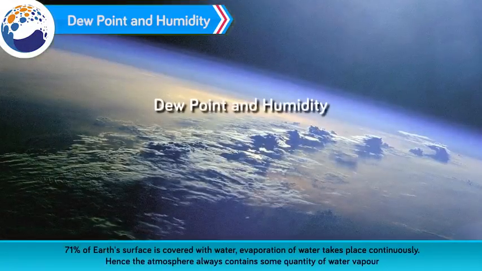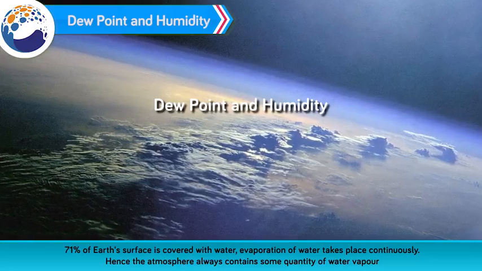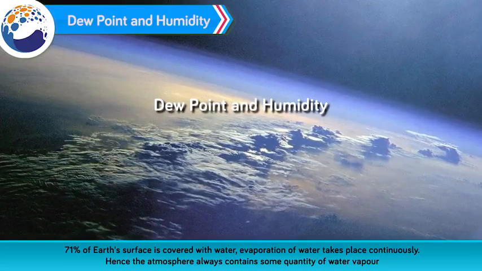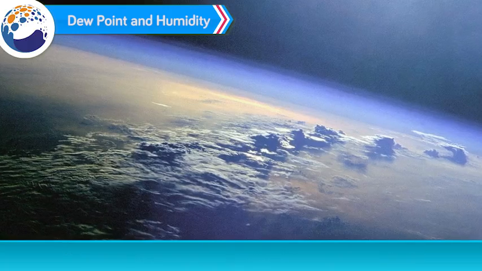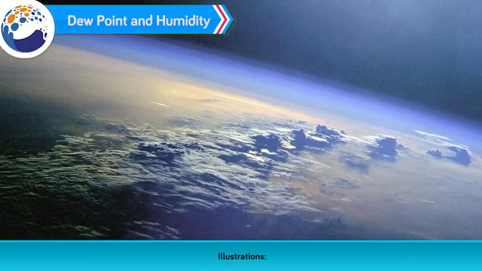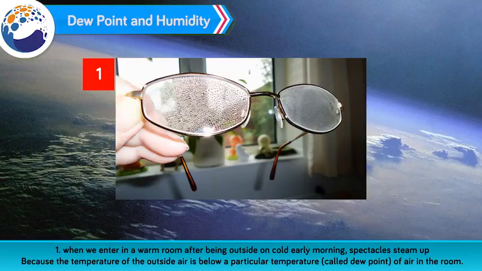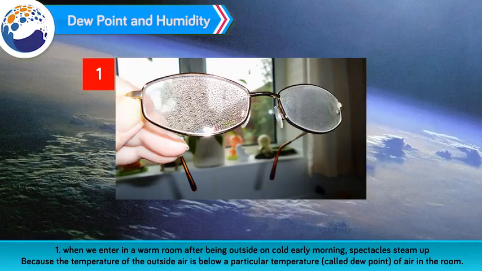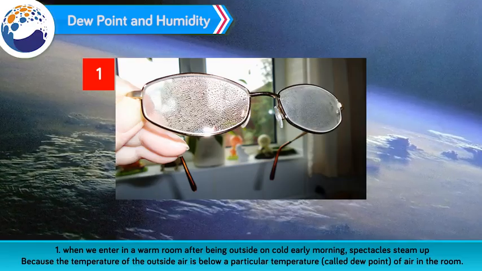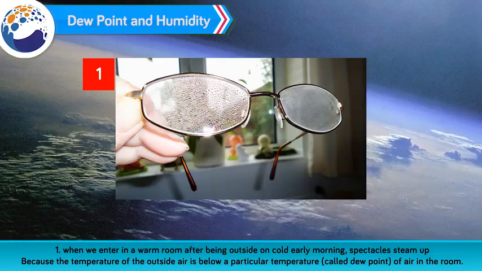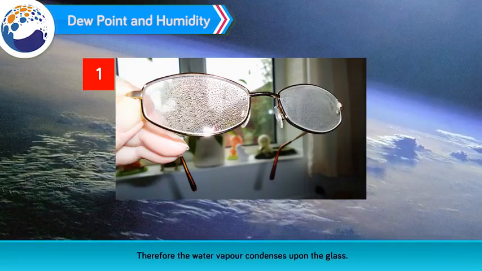Dew point and humidity. 71% of Earth's surface is covered with water, and evaporation of water takes place continuously. Hence, the atmosphere always contains some quantity of water vapor. Illustrations. Number 1. When we enter a warm room after being outside on a cold early morning, spectacles steam up. Because the temperature of the outside air is below a particular temperature of the air in the room, also called the dew point, the water vapor condenses upon the glass.